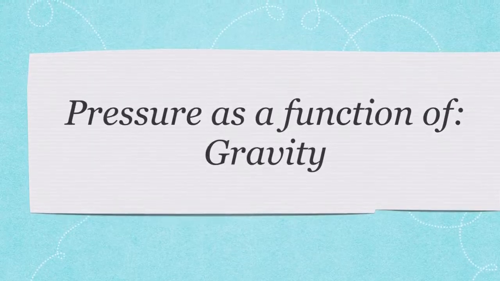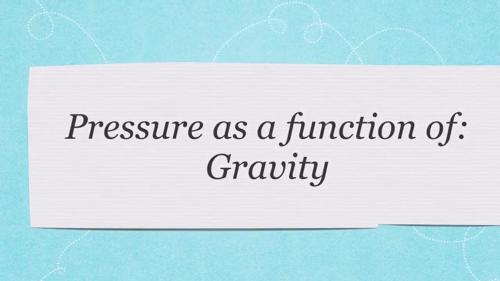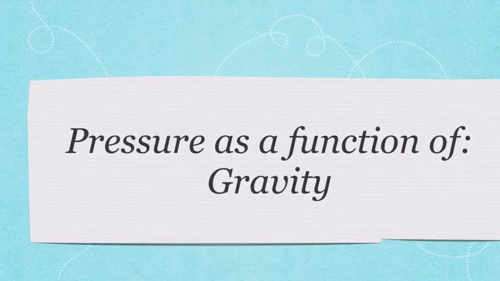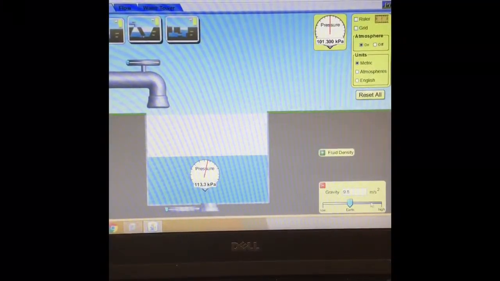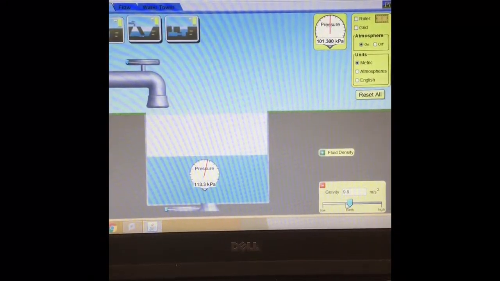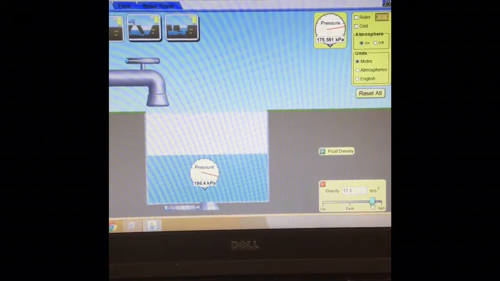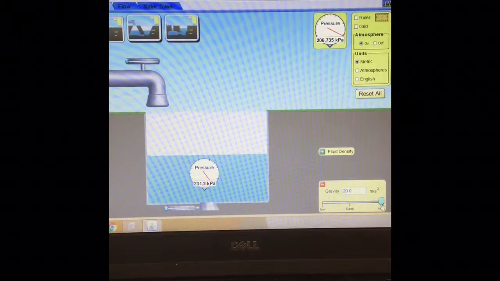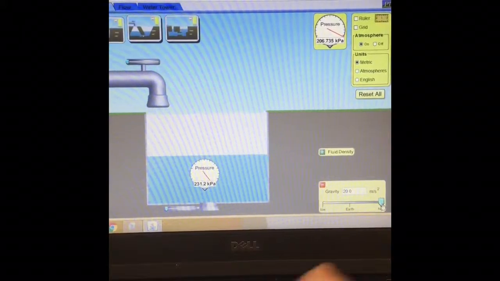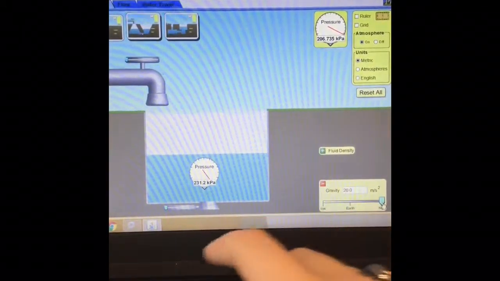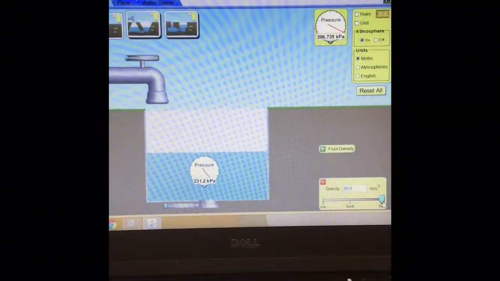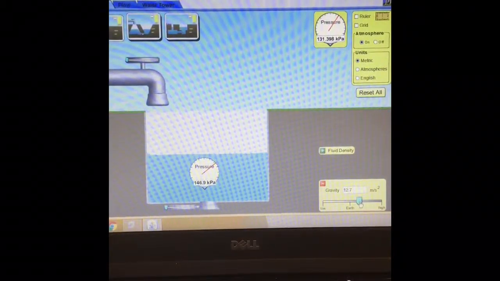Next up, we're going to study pressure as a function of gravity. Let's go. Notice when you increase gravity, you also increase the pressure. This also works when you decrease gravity, it also decreases the pressure. This shows that they are directly related, which we should expect. But let's make sense of this answer.